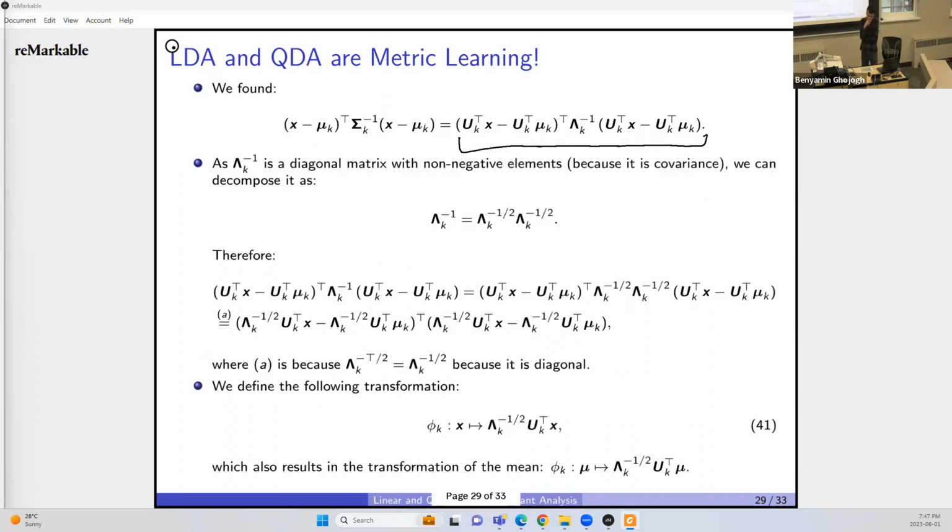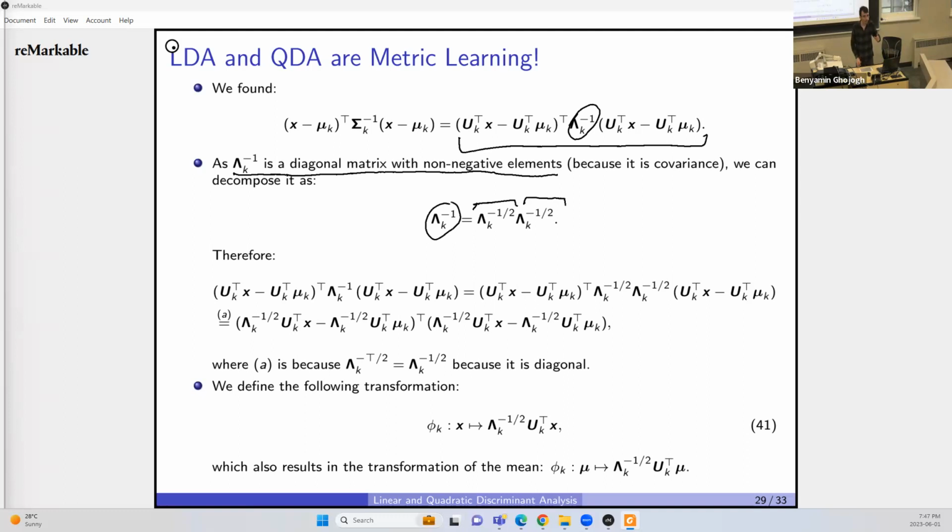What is this? Can you tell me? This in the middle is a diagonal matrix with non-negative elements, because it has eigenvalues or singular values. And we know that the covariance matrix is positive semi-definite, so it's not negative. Therefore, I do agree that I can write it in this way.